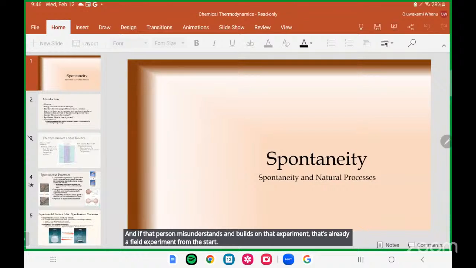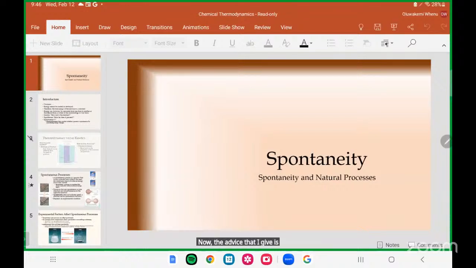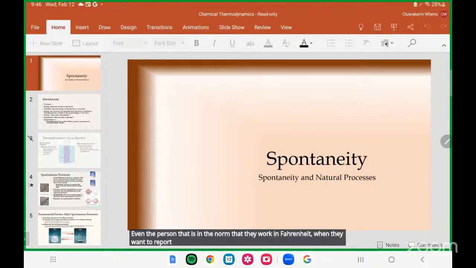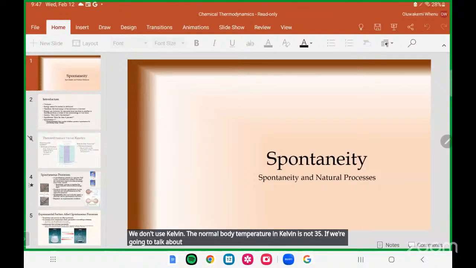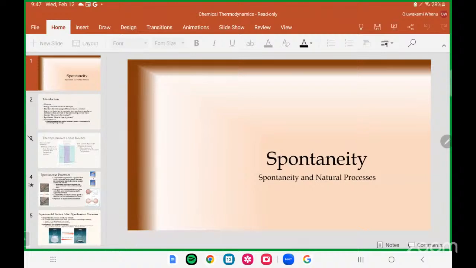Now, the advice that I give is to always convert to the SI unit. Even the person who normally works in Fahrenheit, when they want to report in the standard, conventional form, will convert to Kelvin. We don't use Kelvin for body temperature. The normal body temperature in Kelvin is not 35. If we're going to talk about Kelvin, that would be 35 plus 273. Did that answer your question?